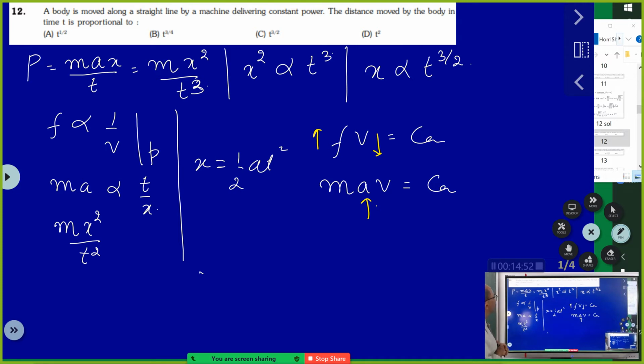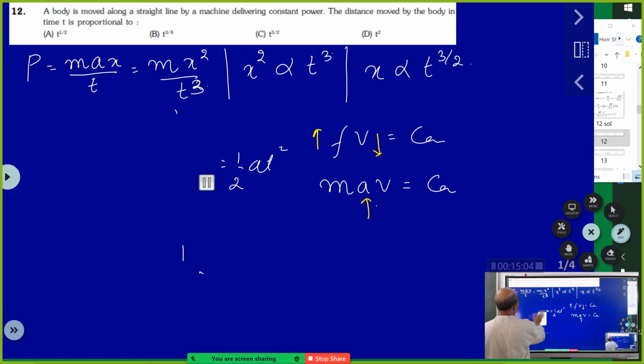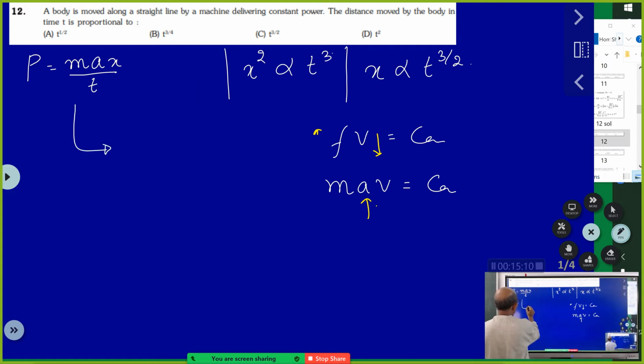Okay, the distance moved by the body in time t. How will you get that? Tell me. Same formula, sir. Okay, so you start with this formula. Then what will you do?